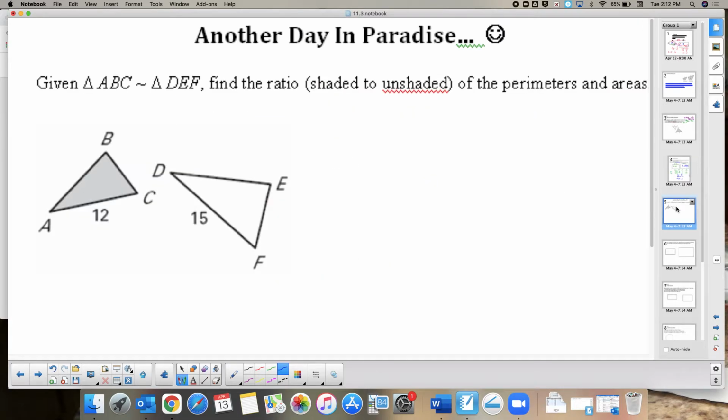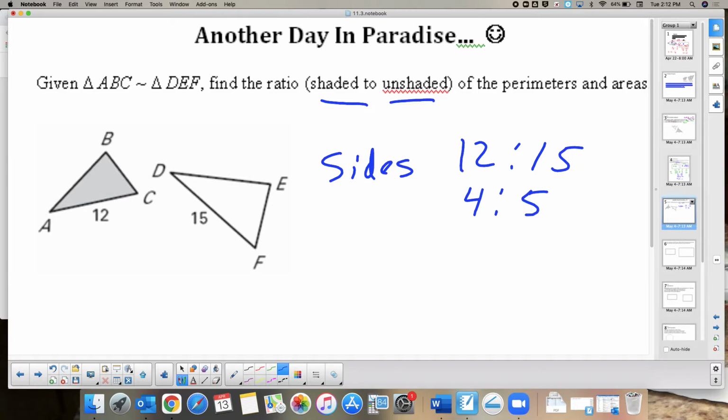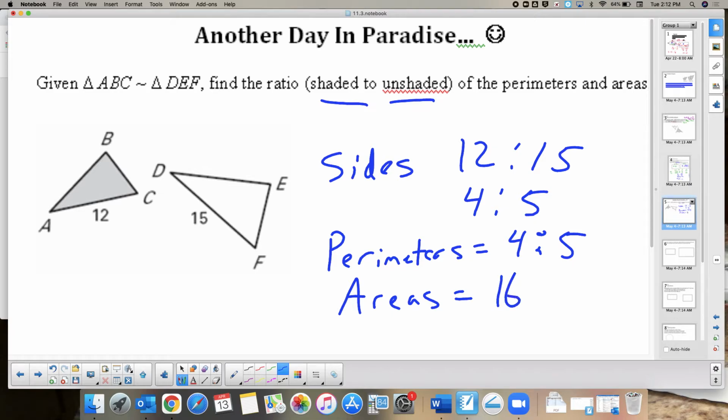Looking at your next example. It says, given triangle ABC is similar to triangle DEF, find your ratio, shaded to unshaded, of your perimeters and your areas. So the ratio of my sides, shaded to unshaded, is 12 to 15. 12 to 15 reduces to 4 to 5. That means the ratio of your sides is 4 to 5. The ratio of your perimeters will also be 4 to 5. The ratio of your areas then is 4 squared, which is 16, to 5 squared, which is 25.